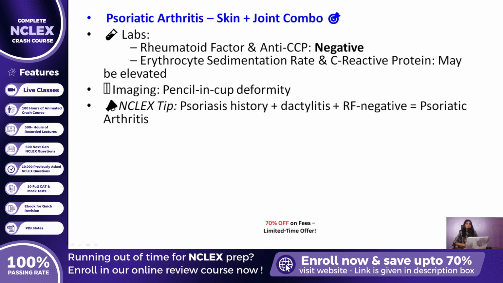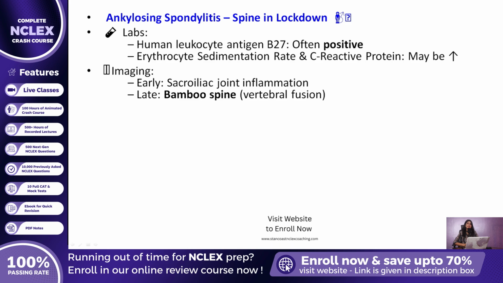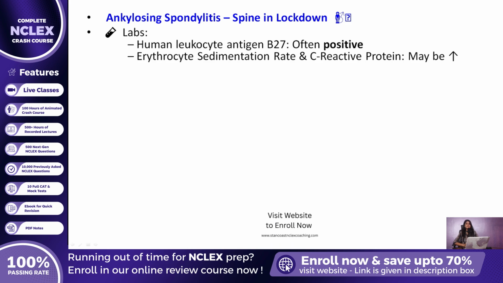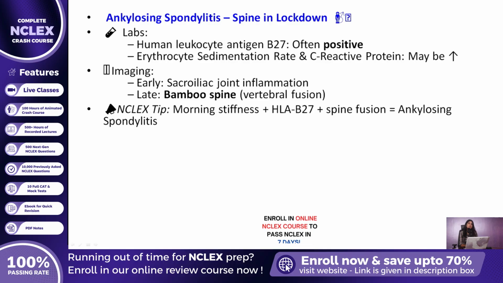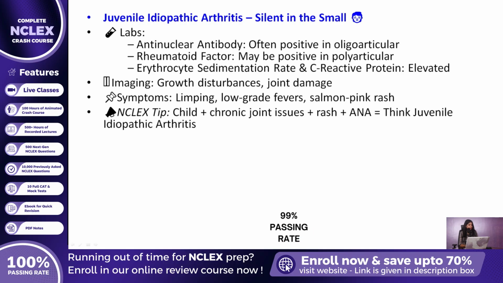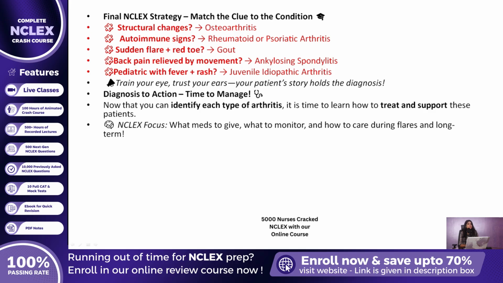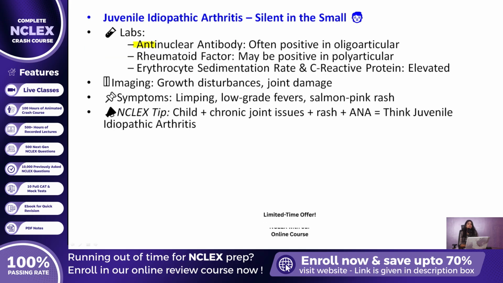For ankylosing spondylitis, count on human leukocyte antigen B27 genetic testing and spinal imaging to detect early sacroiliac inflammation and later-stage bamboo spine. Finally, for juvenile idiopathic arthritis, focus on anti-nuclear antibody, erythrocyte sedimentation rate, rheumatoid factor, and patient history, especially if the child is experiencing systemic symptoms like a salmon pink rash or recurring fevers.